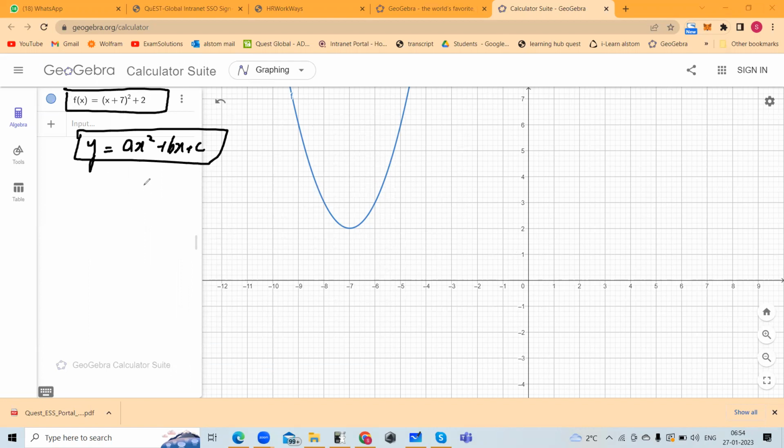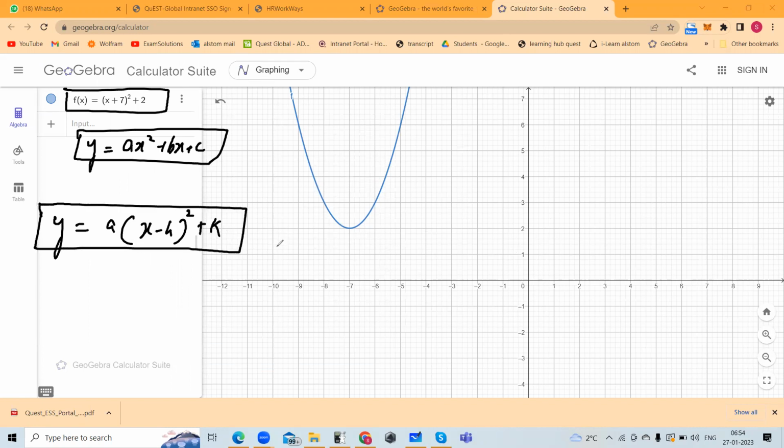So the first one was y equals a times x minus h, whole square, plus k, where h comma k is the coordinate of the vertex. And when you simplify this vertex form, you'll be getting the standard form.